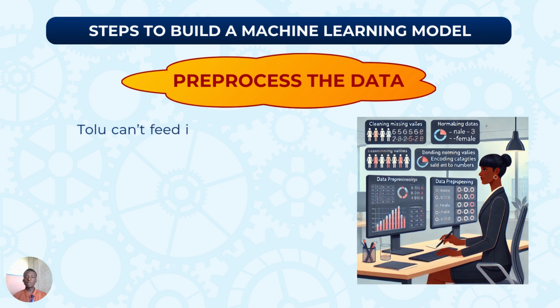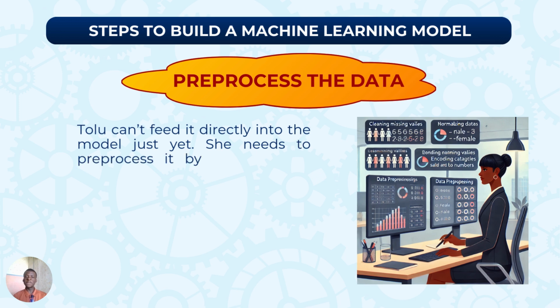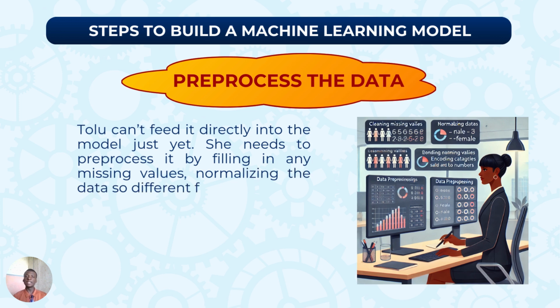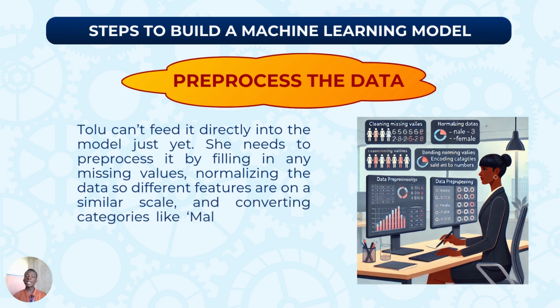Now it's time to clean up the data. Tolu can't feed it directly into the model just yet. She needs to pre-process it by filling in any missing values, normalizing the data so different features are on a similar scale, and converting categories like male or female into numbers. This step ensures that the model can accurately understand the input data.